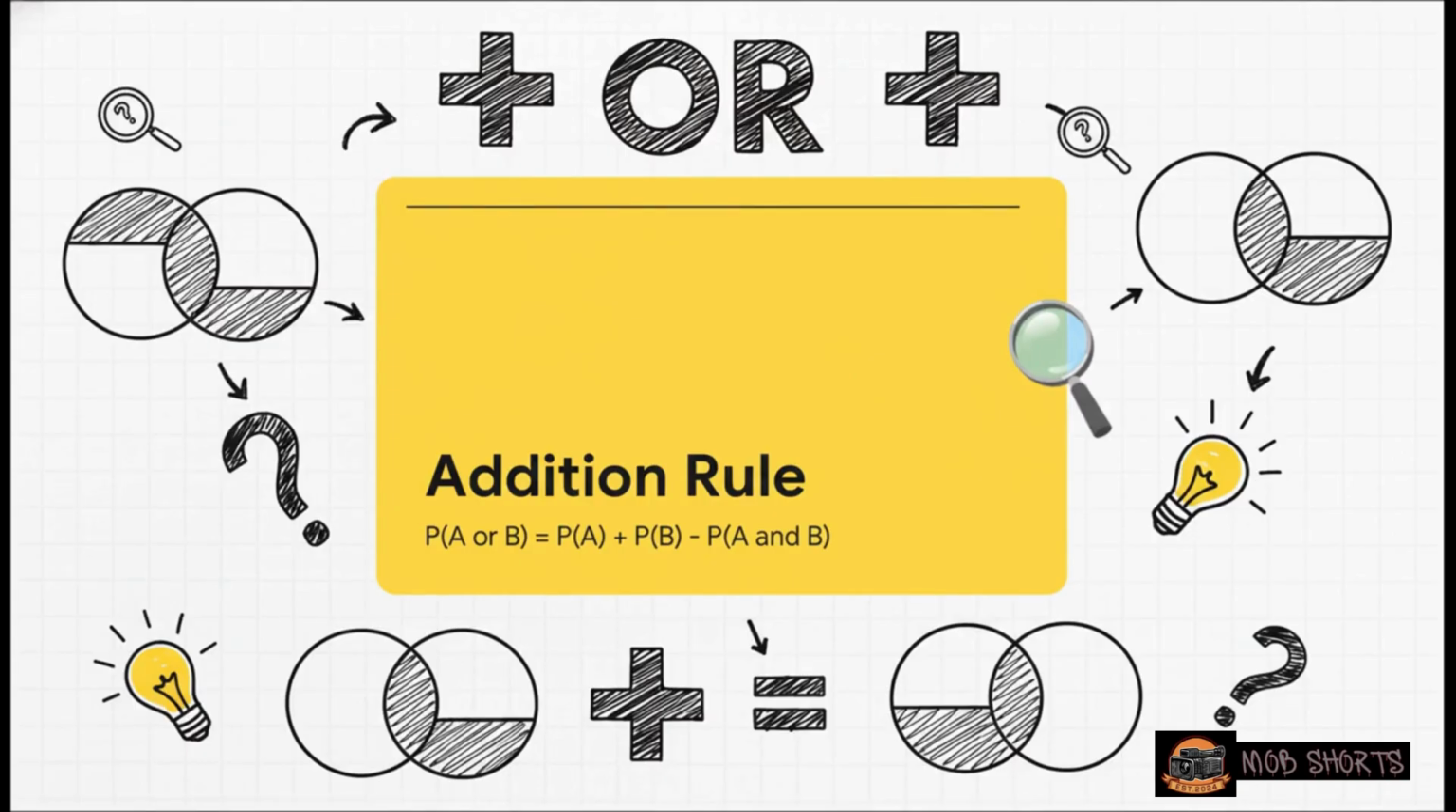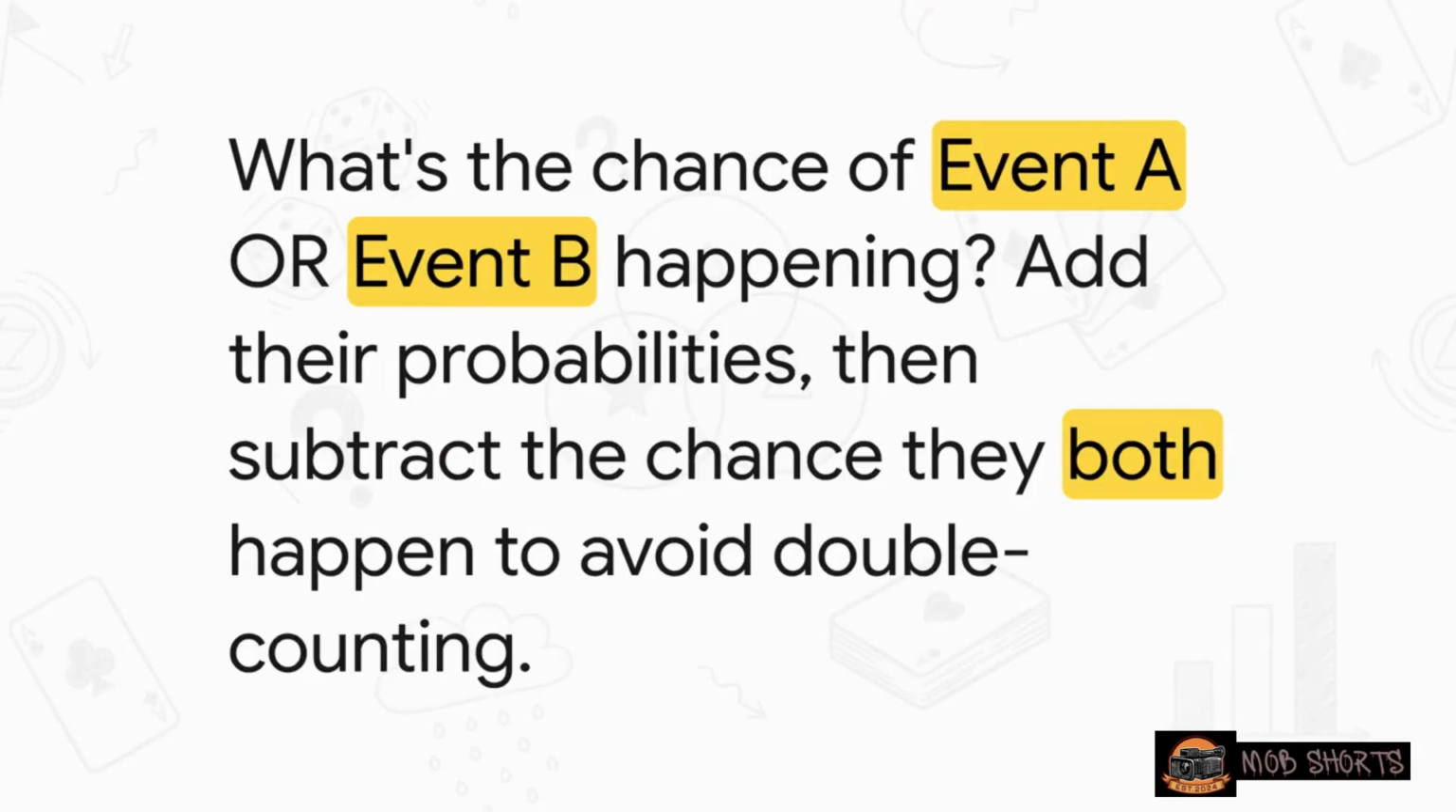It's built to answer one of the most common questions out there. What's the chance of this thing or that thing happening? If you strip away the letters and symbols, that's all it's asking. What's the probability of A or B? And the rule tells us, okay, add their individual chances together. But, and this is the really important part, you have to subtract the chance that they both happen at the same time. Why? Because otherwise, you'd be counting that overlap twice.